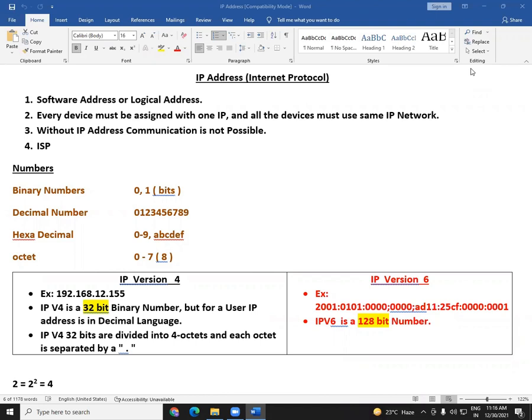You are connected to Facebook. Your computer has an IP address. Your mobile phone has an IP address, as well as the Facebook server has an IP address. So whichever website you are accessing over the internet, every website has an IP address. So in the computer network, all the devices will communicate with each other by using the IP. If there is an IP in my computer, and if there is no IP in your computer, still there is no communication. So IP should be there on each and every device.